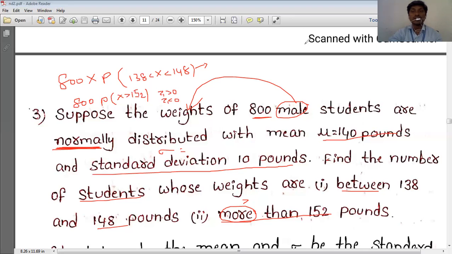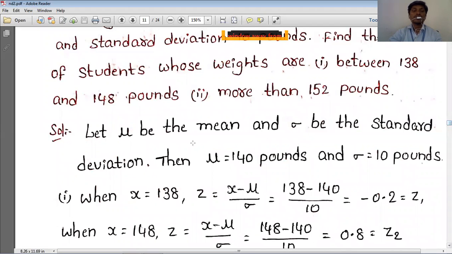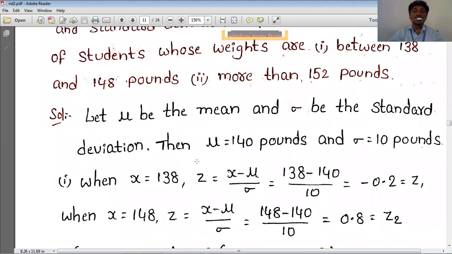Then write the information they give in the question, and next substitute what we have to calculate. Here, first, they give the mean and standard deviation of 800 male students, so that is what we wrote. Let mu be the mean and sigma be the standard deviation. Then mu is equal to 140 pounds and sigma is equal to 10 pounds. This is the information they gave in the problem.